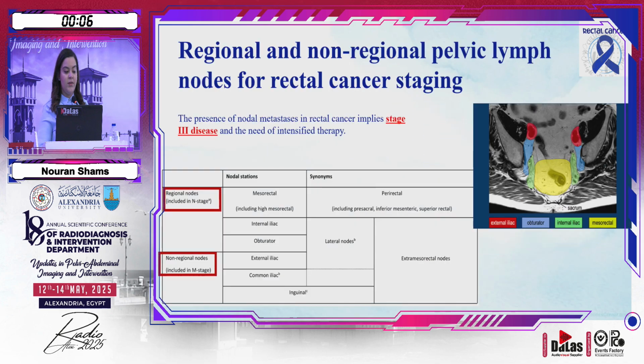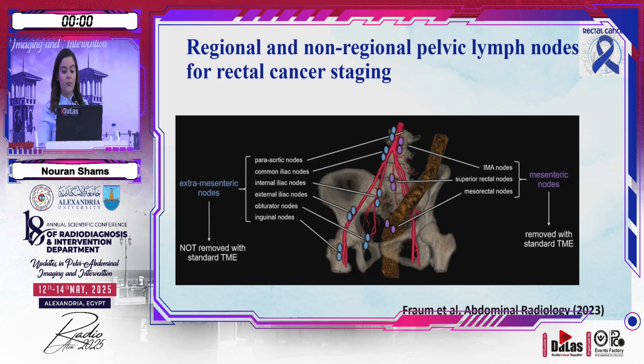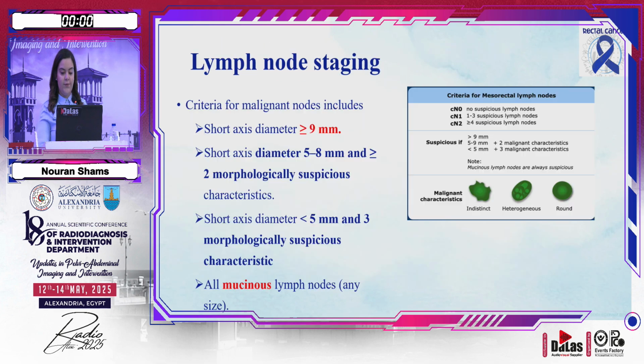They're also classified into regional and non-regional lymph nodes. But remember, the presence of nodal metastasis in general implies a stage 3 disease and the need for intensified therapy. Regional nodes include mesorectal nodes, which are removed in the typical TME surgery, internal iliac and obturator nodes. But it is worth mentioning that pathologically enlarged obturator and internal iliac lymph nodes need to be reported separately, as they will not be removed in the typical TME surgery and will require targeted radiotherapy or lymph node dissection.